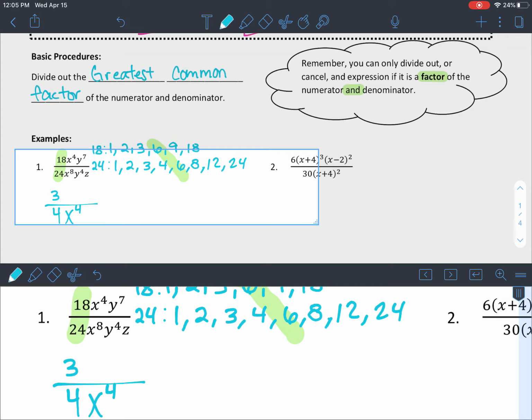because the bottom has 4 more x's than the top does. So then I'm going to look at my y values, and I have 7 on the top and 4 on the bottom. So there's more on the top, but how many more? Well, that's 3.